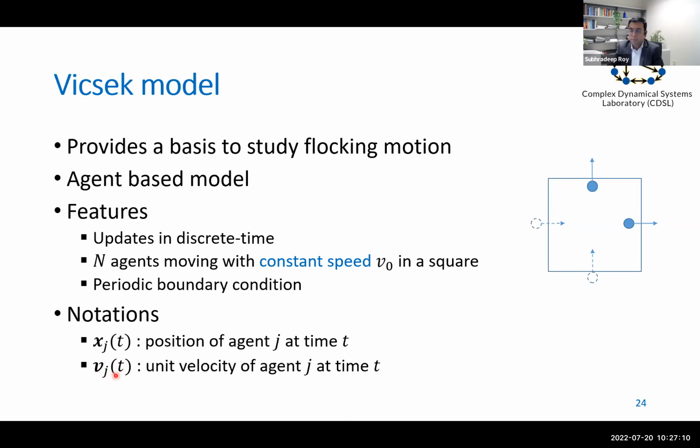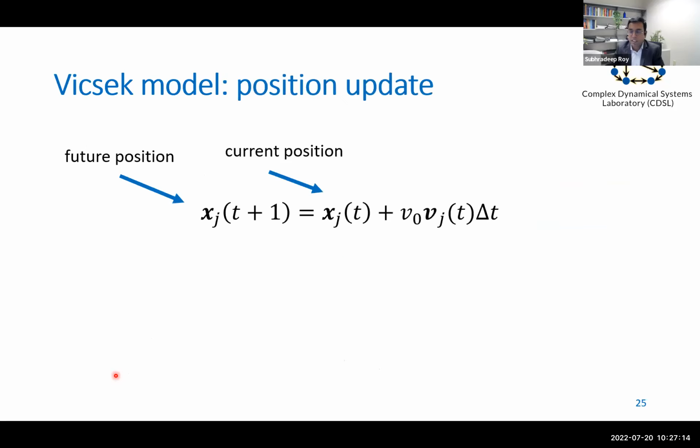Okay, so now let me introduce how this update protocol works. First, starting with the position update. It's a very simple model. So for agent j, the next position at time t plus 1 would depend on two quantities. First, where it's currently located, x_j at time t, plus velocity times delta t. So v naught is the speed, v_j is the unit velocity vector, and delta t is the discrete time step, which we choose to be 1. And since it's a unit velocity vector, its norm is 1.